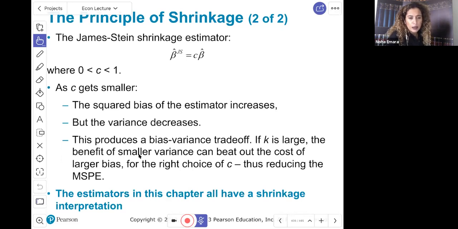Point number 3 says that this produces a bias-variance trade-off. If K is large, the benefit of a smaller variance can beat out the cost of a larger bias. Okay, and this has to be the right choice of C. So I would have multiple C's, and as you can see, C goes in a range from 0 to 1. The smaller the C, the higher the bias and the lower the variance. Okay, so when should I stop? When should I say this is the best C, the best shrinkage parameter?